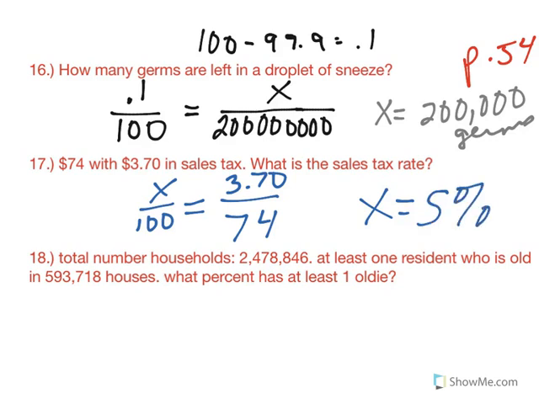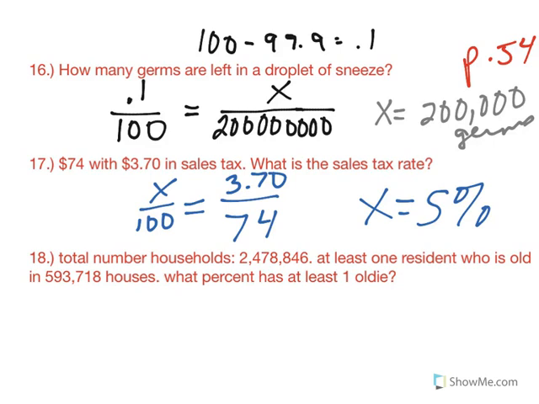Did I tell you that you should stop and try to do all these problems first? Well, if I didn't, stop, try to do all these problems first. Great, wonderful. 18. According to the U.S. Census, the total number of households in the state of Indiana is big. The number of households with at least one resident who is 65 years or older is 593,718.